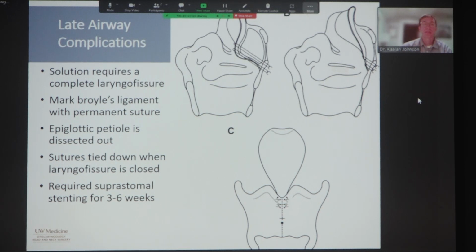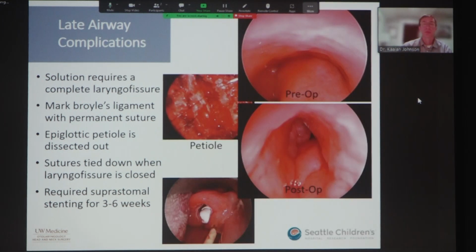We tend to do that with stenting to hold that in place afterwards. And for this patient, you can see this is the epiglottic petiole, which is tightly touching the arytenoid. And then afterwards, there's this V-shaped tent where it's pulled straight forward as you close the laryngofissure. And then again, stenting for about a month afterwards. So that addressed the anterior petiole.